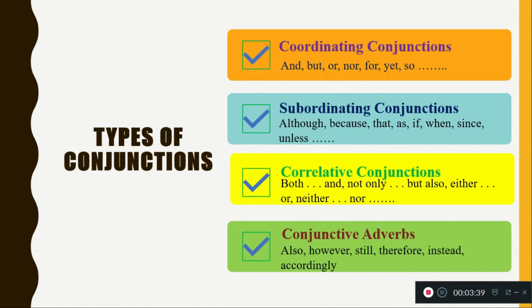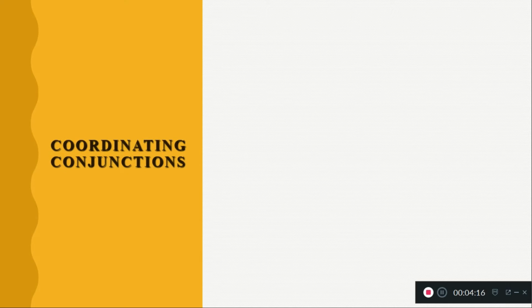Then types of conjunctions. Conjunctions are of three types: coordinating, subordinating, and correlative conjunctions. And then there are some adverbs that act as conjunctions as well, such as also, however, still, therefore, instead, accordingly, etc. These are called conjunctive adverbs. Now I shall briefly discuss each type of conjunctions along with a few example sentences.